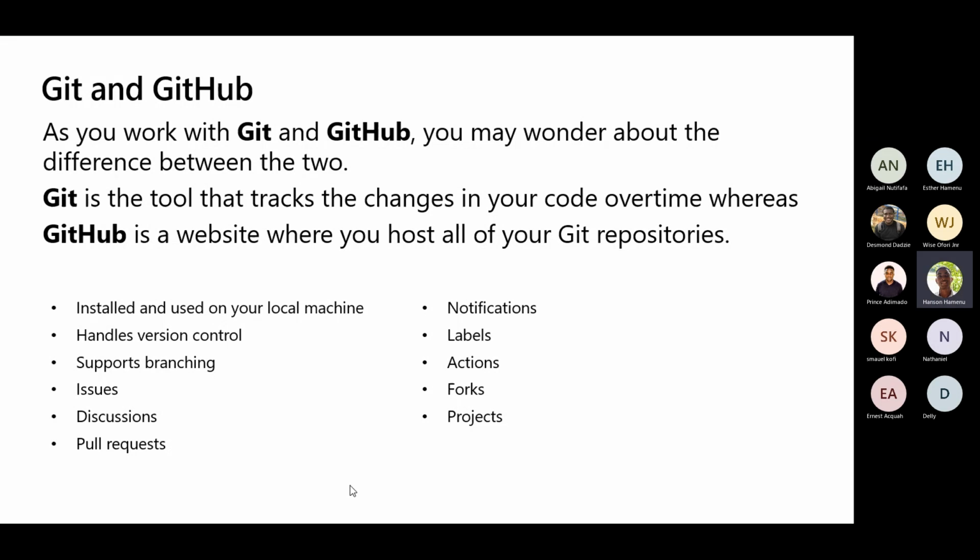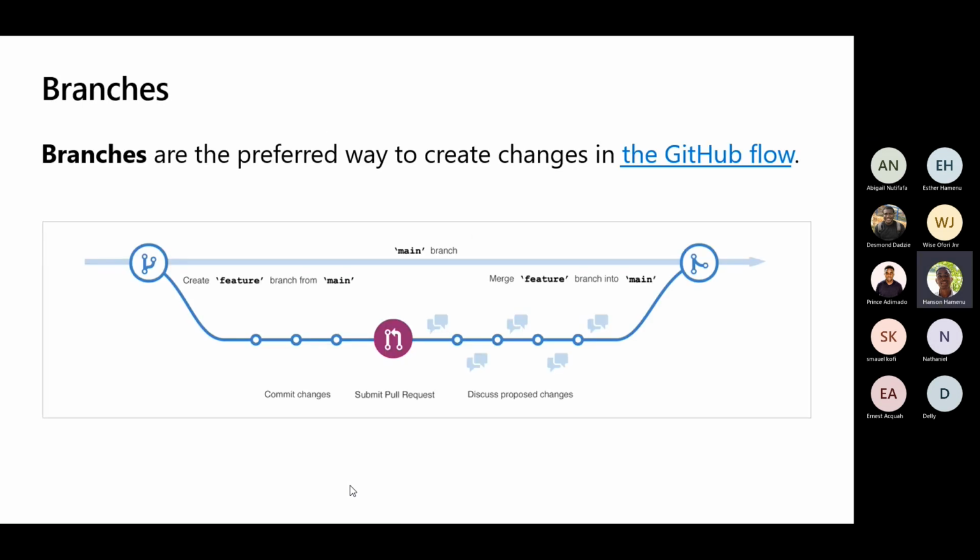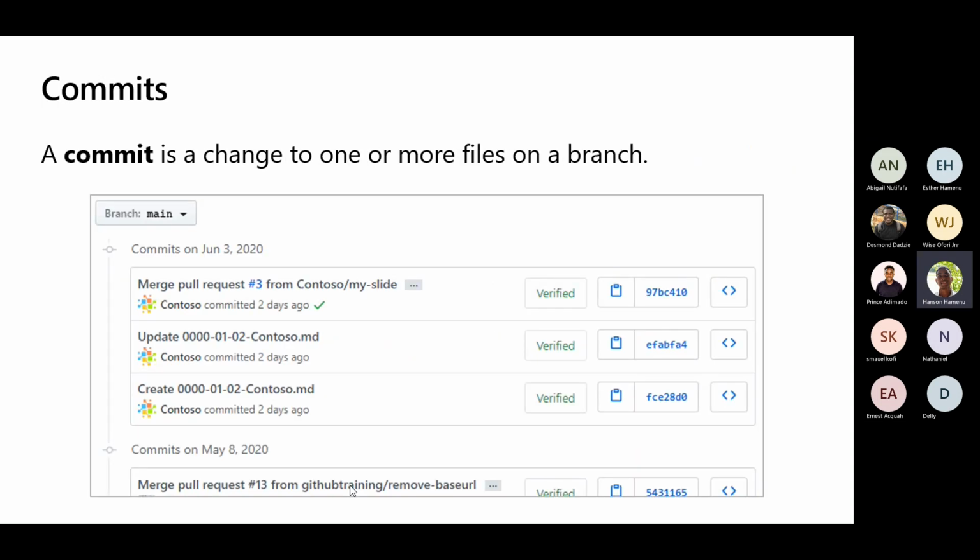So as a software developer, this is one of the skills you must have in your resume. You should know its inside and outside. You should know how it works and how to use it to track your project history. There are various ways of getting to use the GitHub platform. First, the branches. Branches are the preferred way to create changes in the GitHub flow. So you can access multiple branches on your main branch and do various code changes to your project file. Commit. A commit is a change to one or more files on a branch.